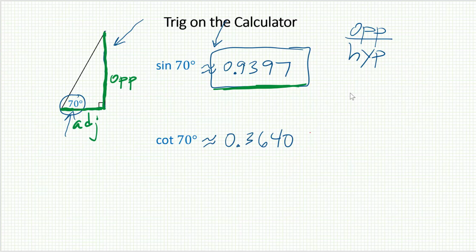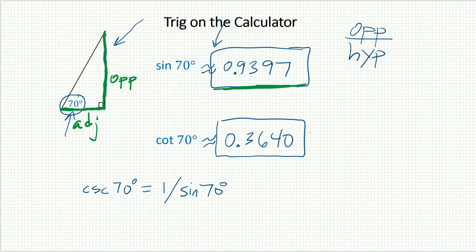As we suspected, our ratio, our answer, is smaller than for sine 70 because the adjacent side is so much smaller than the opposite side. You can type in those other reciprocal functions in the same way. So for cosecant, just type 1 over sine. And for secant, just type 1 over cosine. You can always find the other 3 trig functions by using those reciprocal relationships.